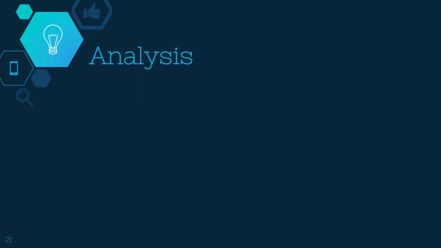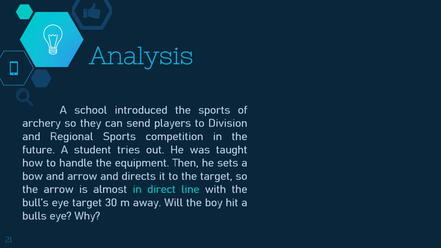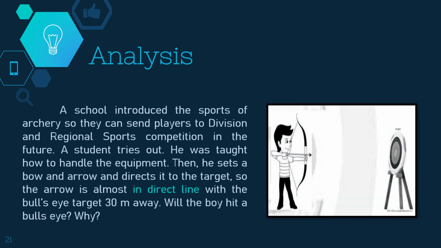Now I have here an analysis. A school introduced the sport of archery so that they can send players to division and regional sports competitions in the future. A student tries out. He was taught how to handle the equipment. Then he sets a bow and arrow and directs it to the target. So the arrow is almost in direct line with the bullseye target 30 meters away. Will the boy hit the bullseye? Why? Given this particular problem, what do you think will be the answer?